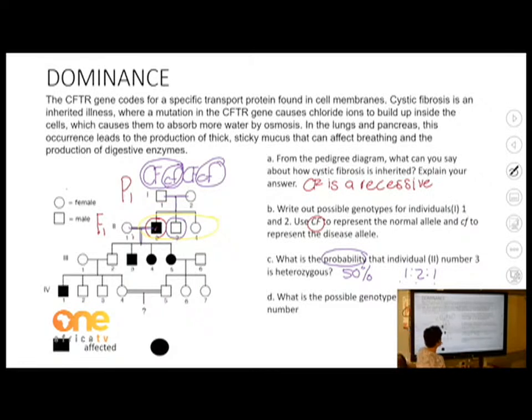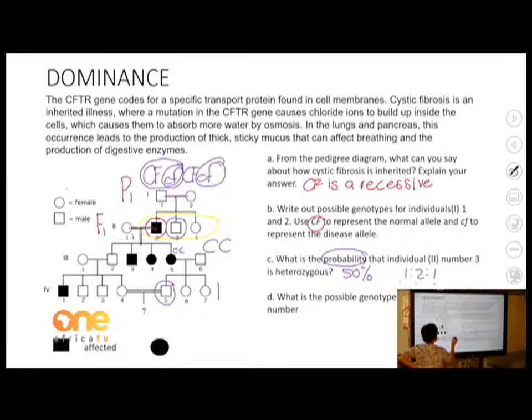What is the possible genotype of individual number, let's say, I think I wanted to ask number 5. What is the possible genotype? This one we know is small c, small c. This one, capital C most likely. Why do I think that?